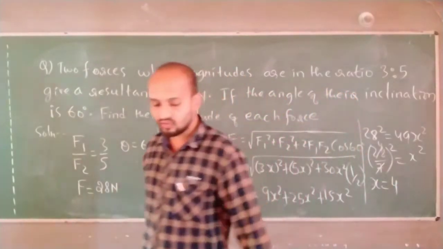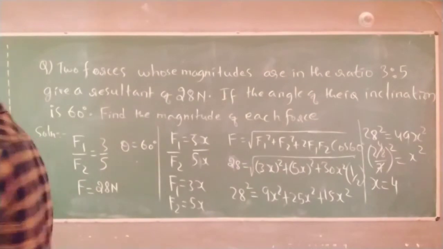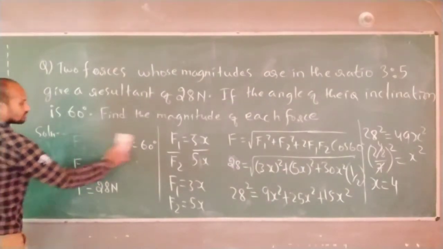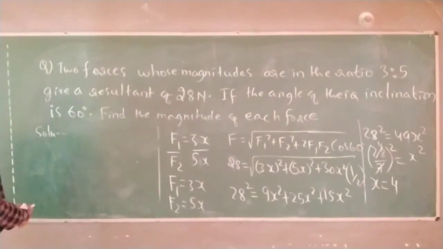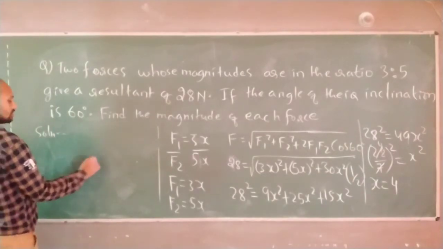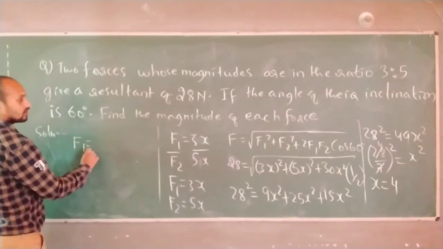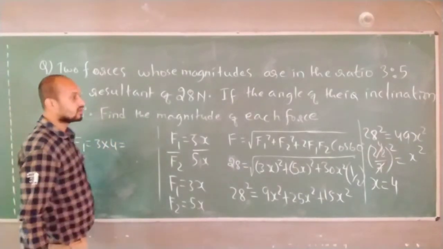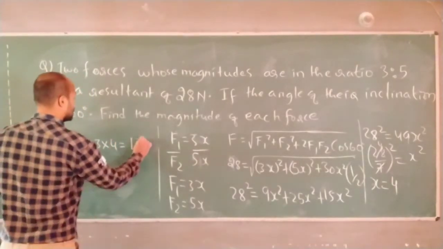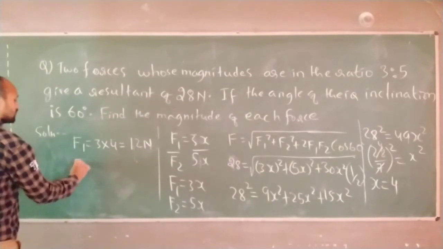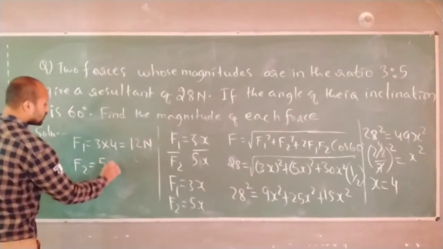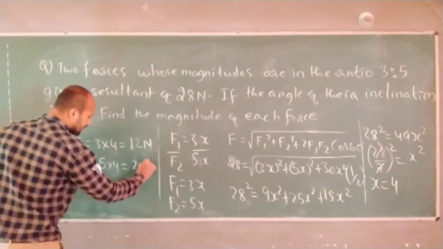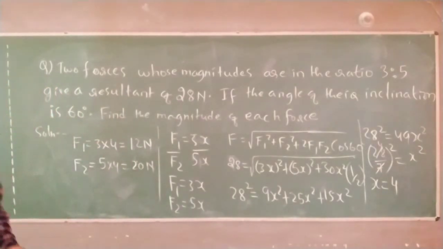Once you have the value of x, you can find F1 and F2. F1 is equal to 3 into 4, which is 12 Newton. F2 is equal to 5 into 4, which is 20 Newton. These are the answers.